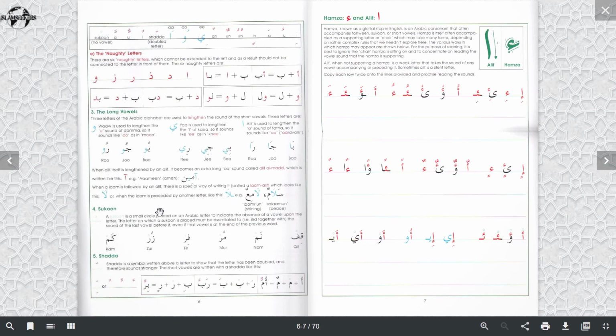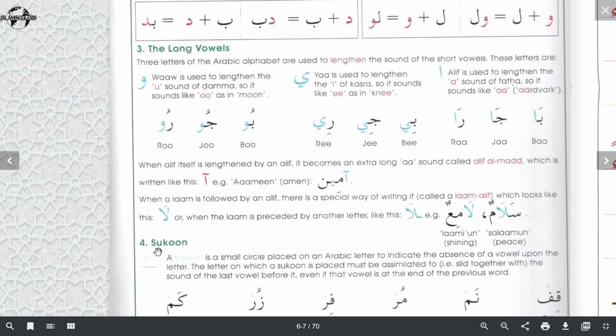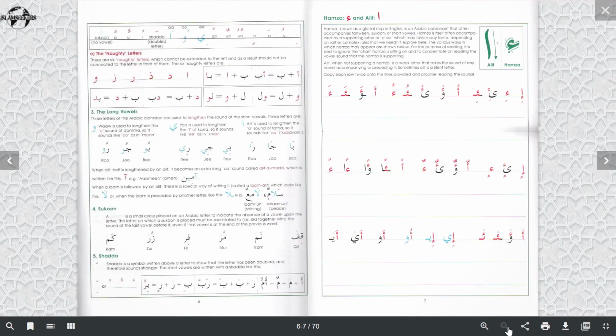Number 4. Sukoon. A sukoon is a small circle placed on an Arabic letter to indicate the absence of a vowel upon that letter. The letter on which a sukoon is placed must be assimilated to, that means slid together with, the sound of the last vowel before it, even if that vowel is at the end of a previous word. Listen to the following words which end in sukoon.